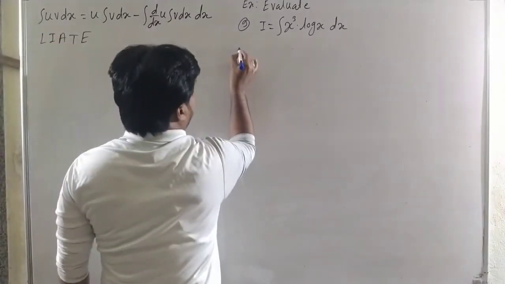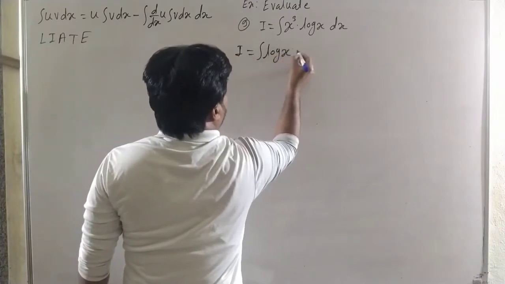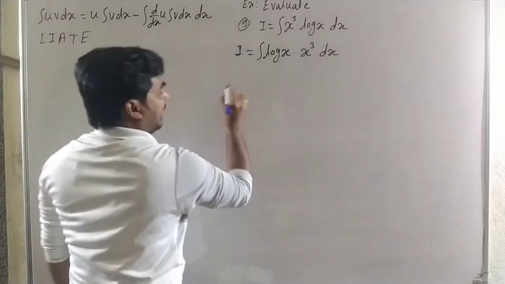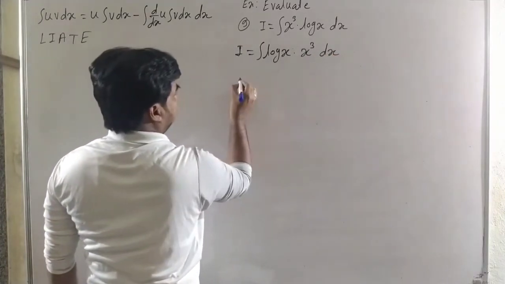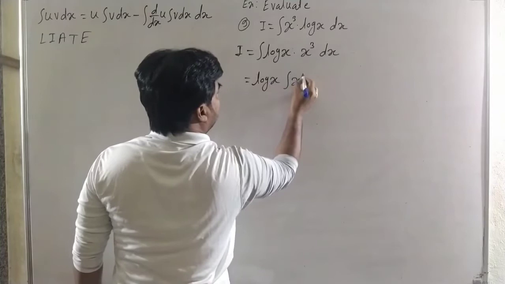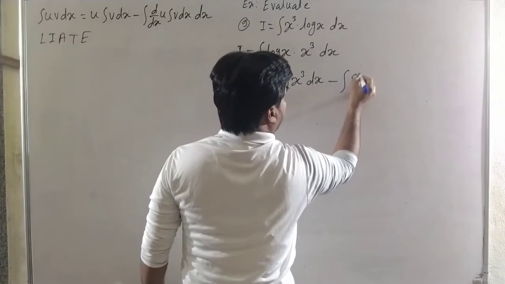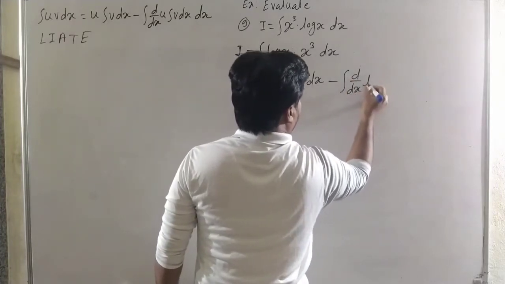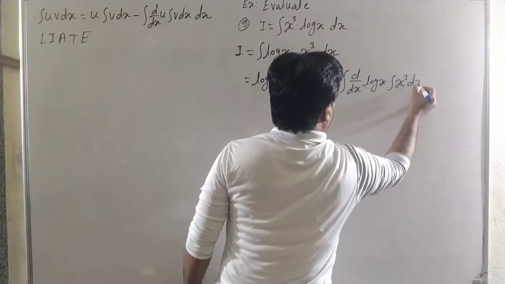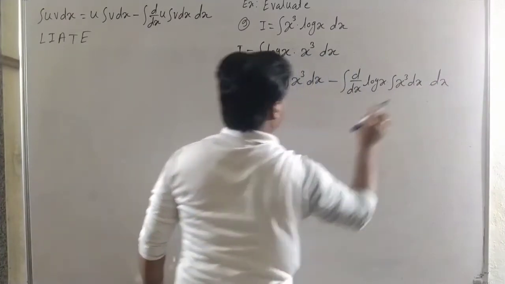So first we can write this function as log x into x cube dx. Now u into v, it is u and it is v. Log x into integral of x cube dx minus integral of derivative of log x into integral of x cube dx. It is integral with respect to x and integral with respect to x.